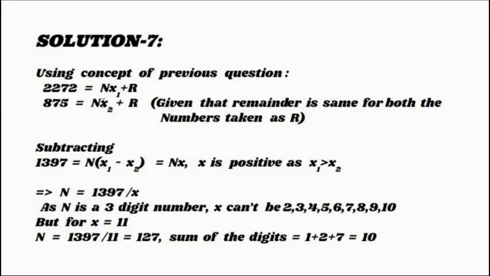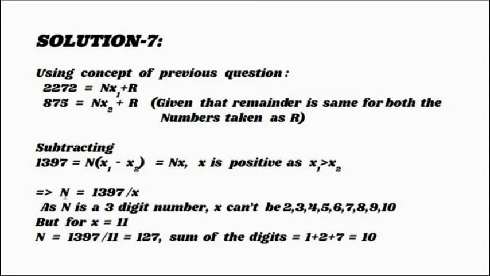Now subtracting the second equation from the first, we get 2272 minus 875, that is 1397, equal to n into x1 minus x2. As 2272 is larger than 875, its corresponding quotient on dividing by n, that is x1, will also be greater than x2. So x1 minus x2 will be positive. Here x1 minus x2 is written as x, and x is positive as x1 is greater than x2.